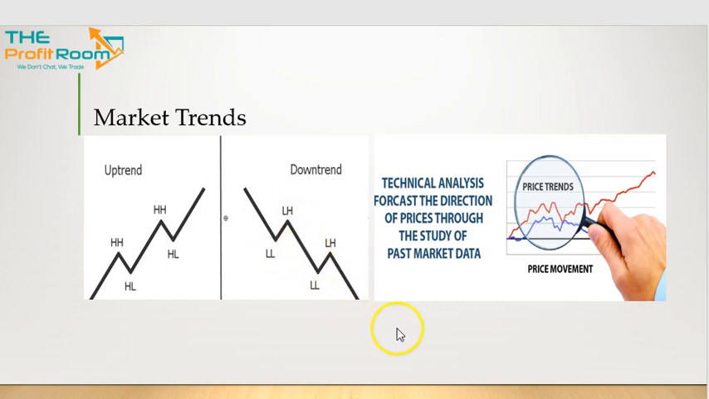Same way here, lower lows and lower highs. And all of these things are based off of technical analysis. Technical analysis forecasts the direction of price through the study of past market data. We're going to try to explain it to you in a beginner way, because technical analysis can be a little more advanced. That's what professional traders use to follow price trends and price movements. We'll show you some charts of the different market trends to help you get started swing trading.